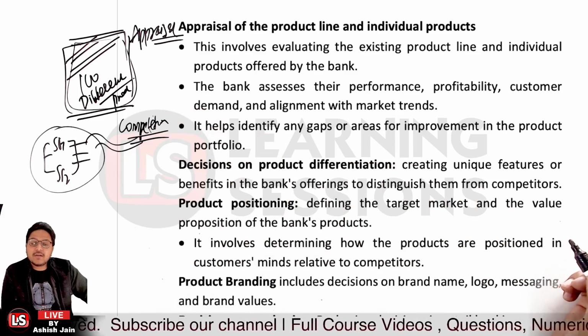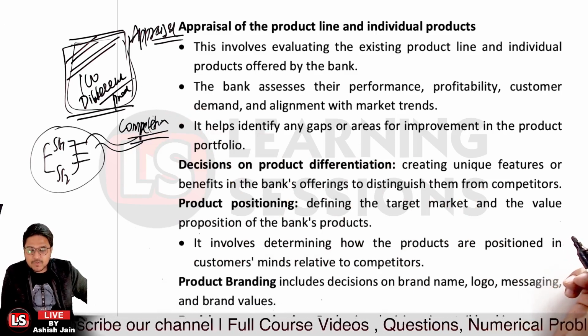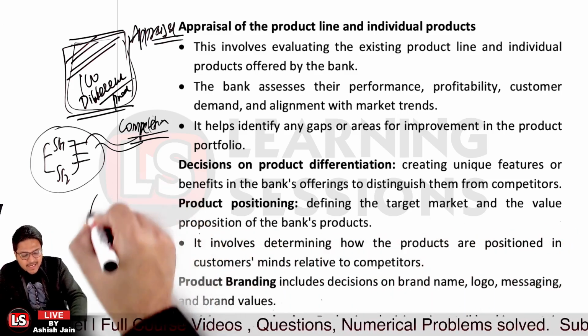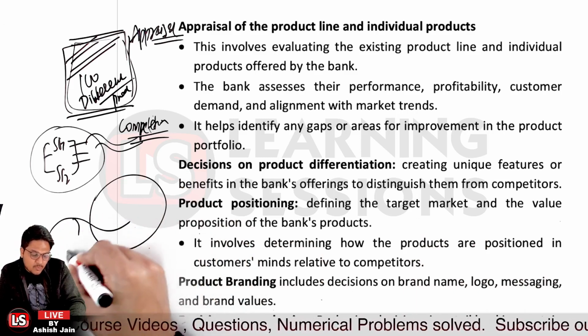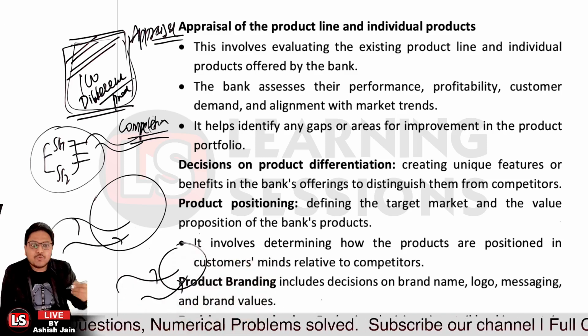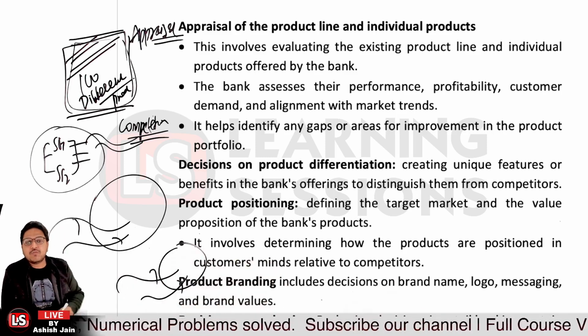And the third one is related to product positioning. Product positioning is actually related to defining the target market, right? Like, this is my target market, and in this market I'm going to offer this product. Under the secondary market, I'm going to offer the second type of product. That's related to product positioning.